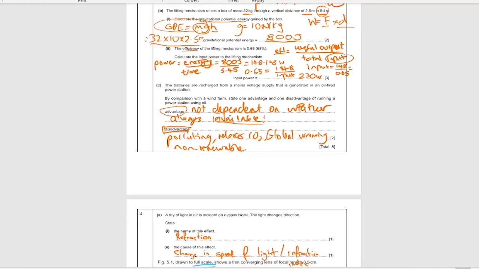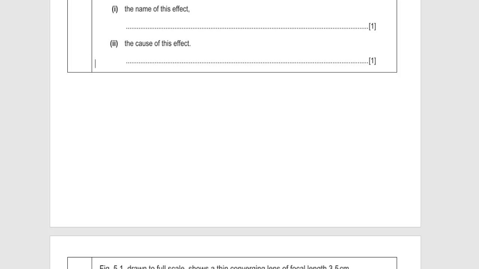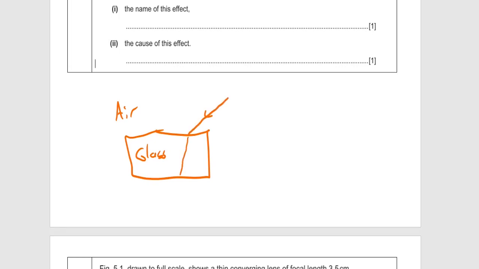Okay, that's it for question two. Okay, question three. So a ray of light in air is incident on a glass block. So that's just so we can think about this. Here's the glass, the surrounding is air. And when we say incident, that means it meets. So it's going to look something like that. There's our light ray. And it says the light changes direction. If you remember, you should see something like that inside the glass. So we're asked for the name of the effect. The name of it is refraction.